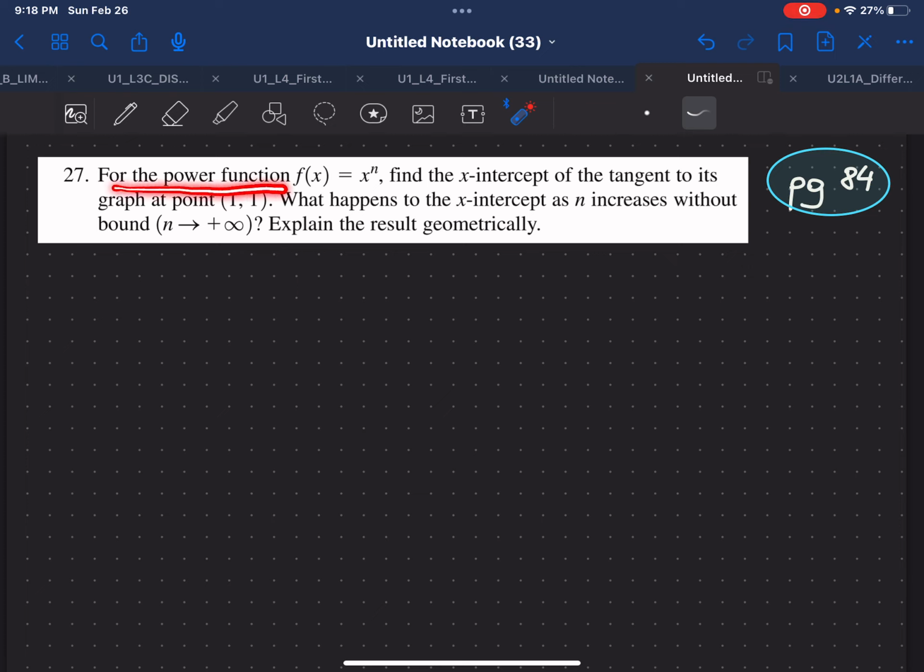For the power function f of x equals x to the power of n, it means that we are given the equation of some function in power form, and we have to find the x-intercept of the tangent to its graph at point 1, 1. So we are drawing a tangent line on the graph of this function. A good equation to start with for the equation of the tangent will be the equation of a line in slope y-intercept form, y equals mx plus b.